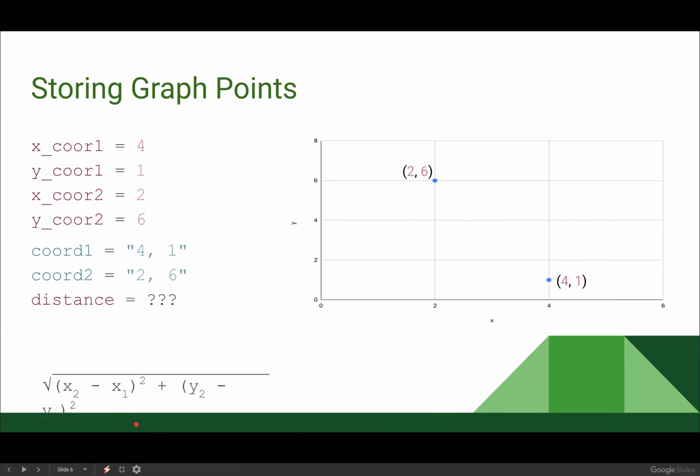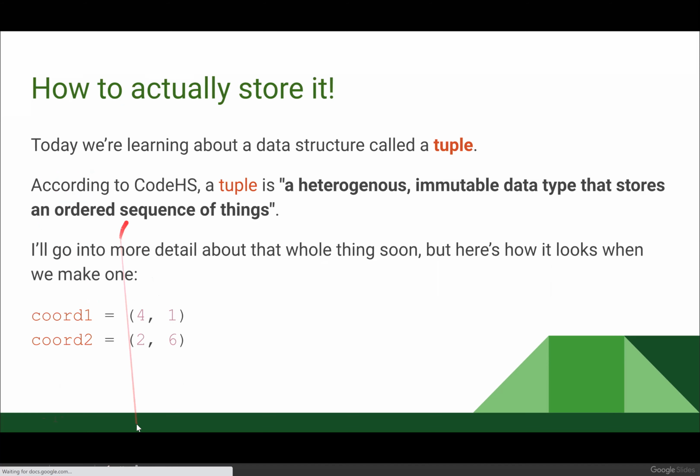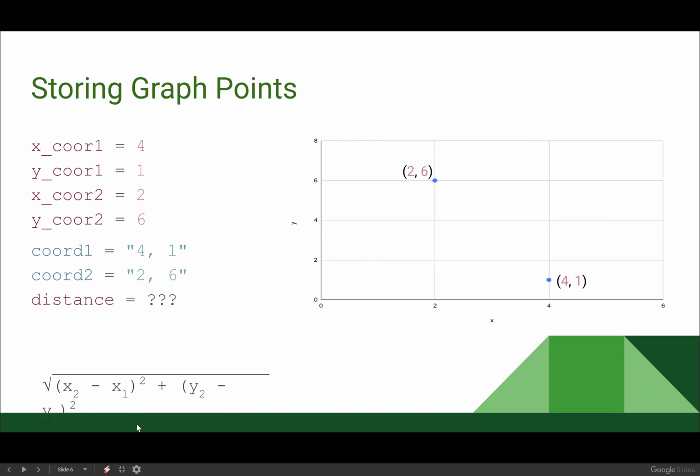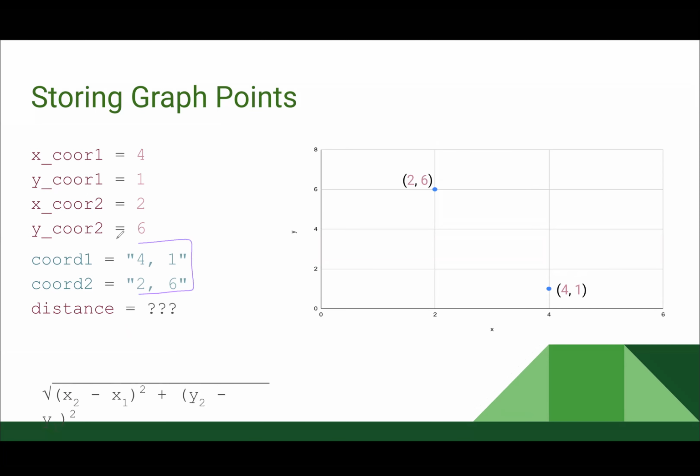We could also potentially store our coordinates as a string. That'll let us store all of our information for each point in one variable. But then finding the distance is a little difficult. I have my distance equation here. So the distance equation is a little easier with separate variables, but that's large and a little inefficient. And it's not very easy when I'm using a string. So there's got to be a better way.